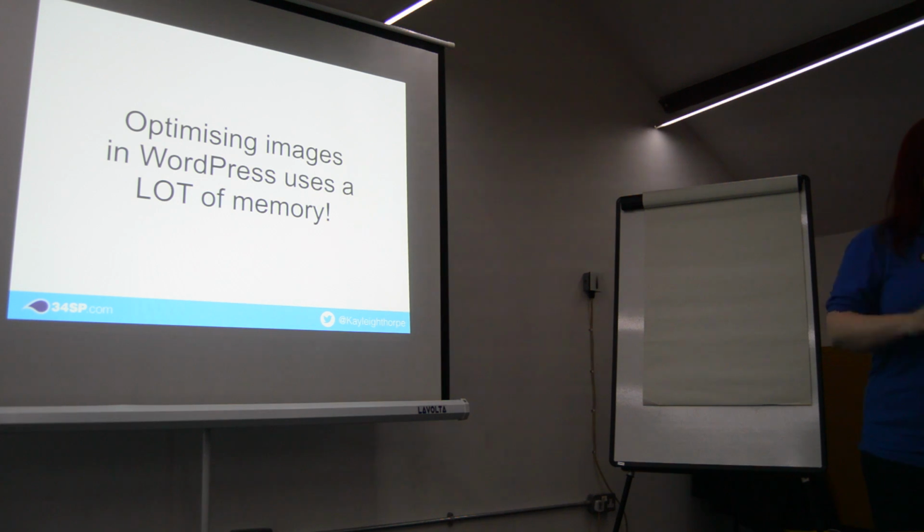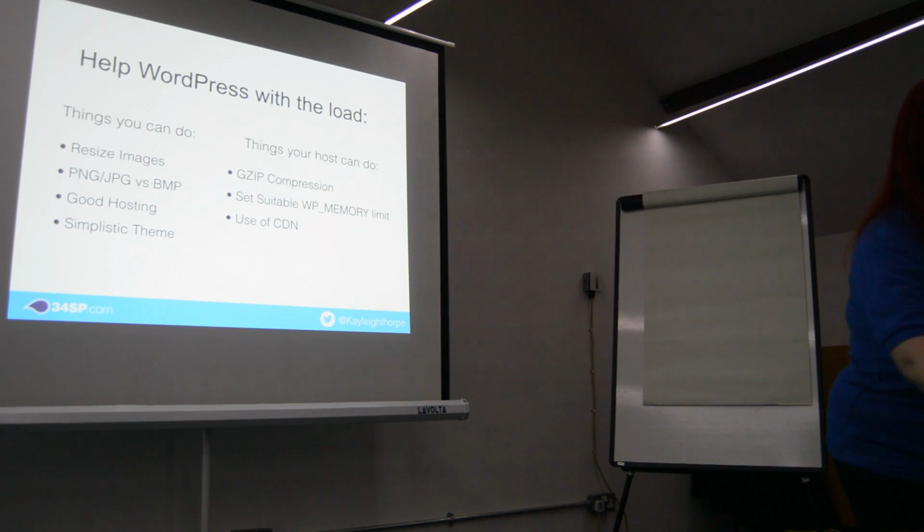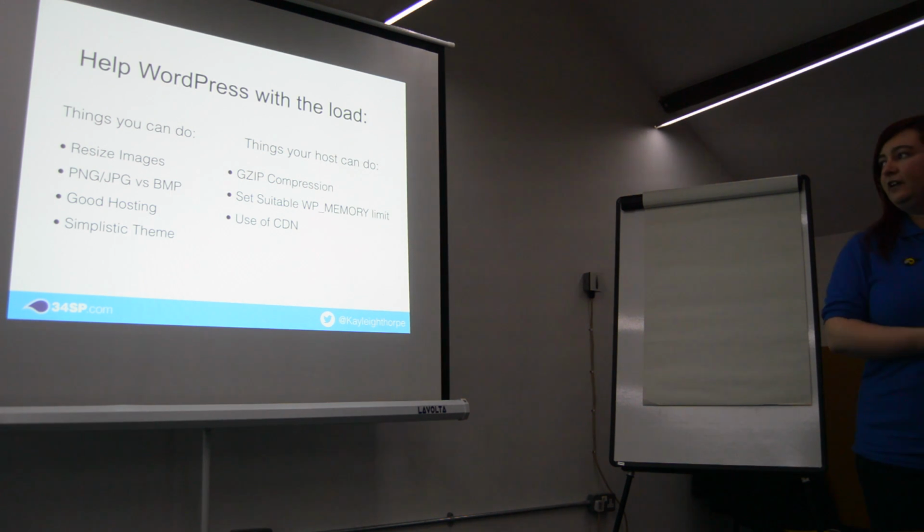The only problem with using a plugin to optimize your images is it uses a lot of your WordPress memory. So it's a lot better if you can help WordPress with the load, so do some of the optimizing yourself. There's things you can do before you upload the image, so you can do some resizing on your own computer. Hopefully nobody's uploading bitmap images to the website because they're not very friendly. PNG and JPEG seem to be a lot faster.